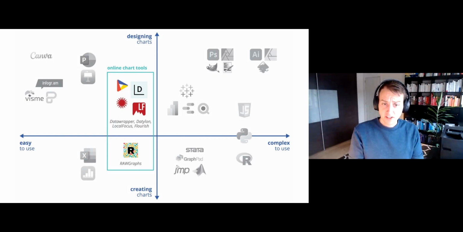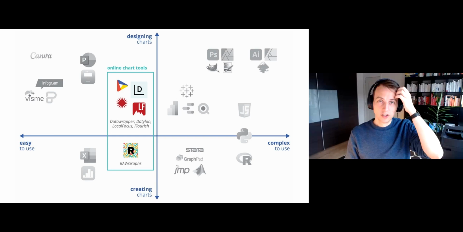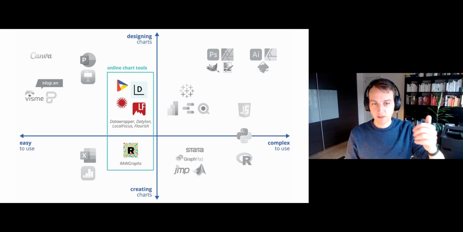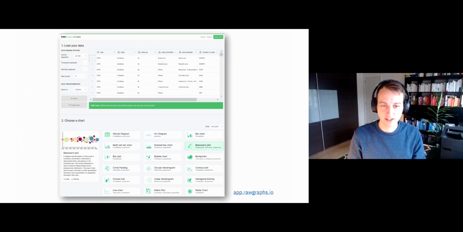And then this center section are chart tool options that are a bit of a blind spot for a lot of people, where for example we find RAWGraphs, a tool that I would not say I use daily, that is maybe a bit of an exaggeration, but I use it definitely every week in order to create charts which are a little bit more out of the box. And then a little bit higher we have some interactive chart tools like Datawrapper, Flourish, Local Focus, which are also interesting, especially if you're looking for a bit of interactivity in your charts.